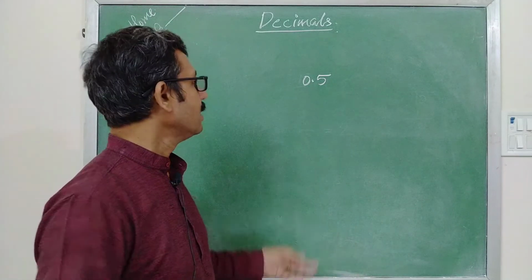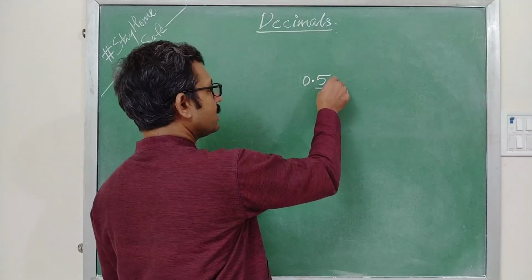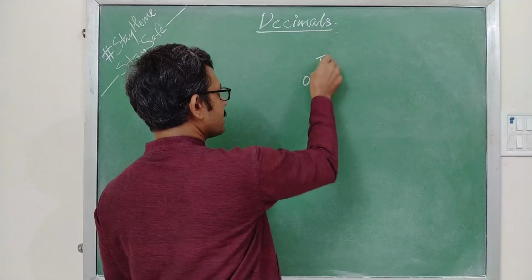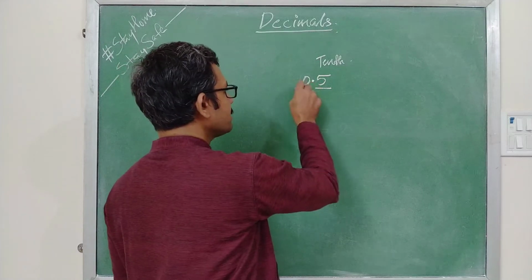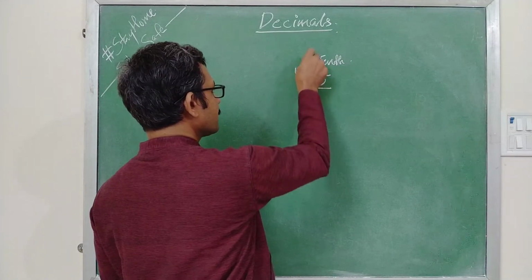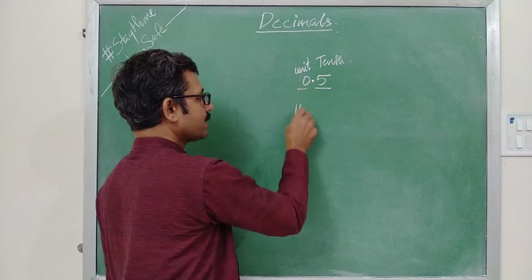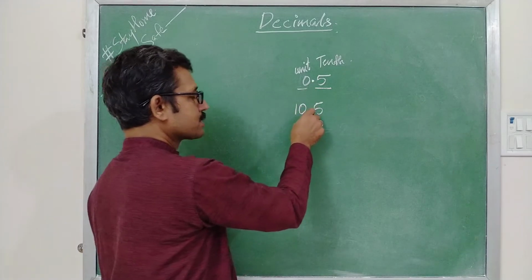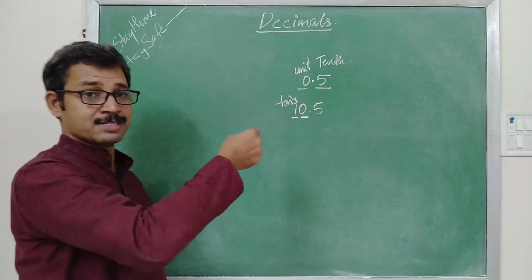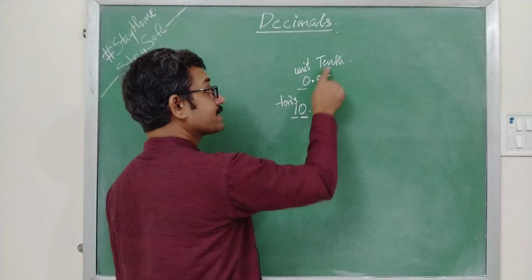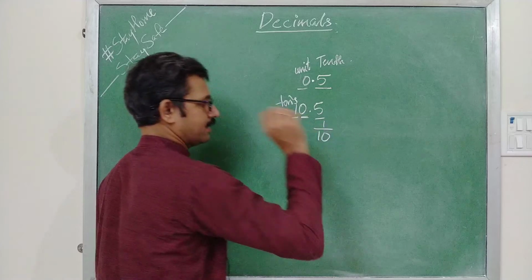Look here, after this point, this is called the tenth place. This is the units place. Then in 10.5, this is the units place, this is the tens place, and this 5 is the tenth place. What does the tenth place mean? It is 1 upon 10.